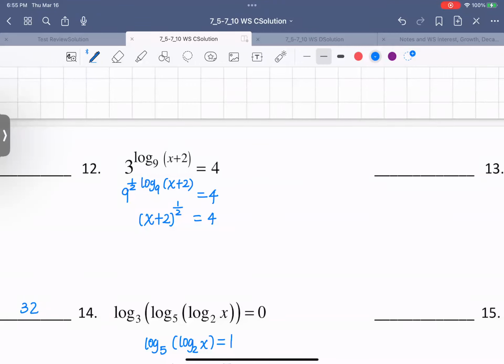And then you can square both sides. So x plus 2 equals 16. X becomes? 14. That's right.